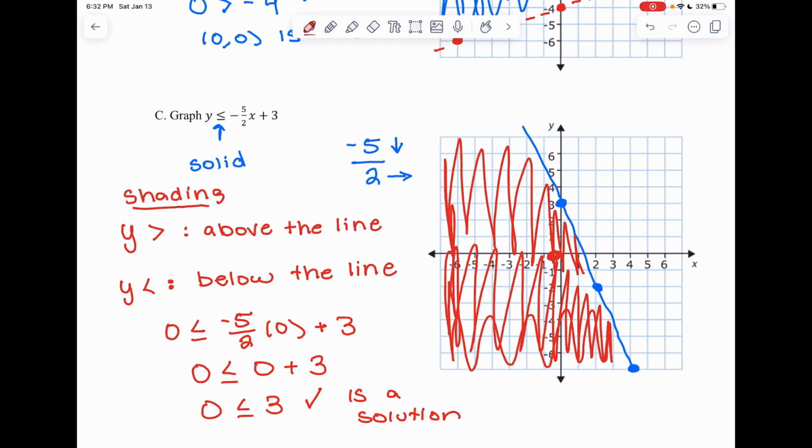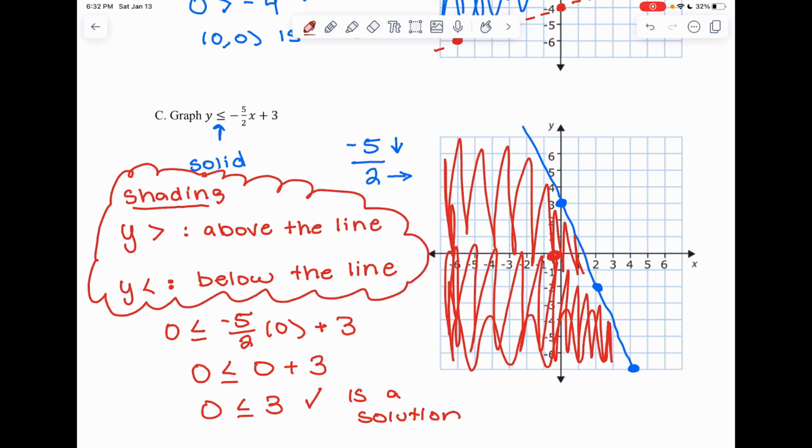So either way that you want to determine the shading works. I just find that this method of looking at how the sign is facing is a little faster. But if it makes more sense for you to test a point, please go ahead and continue to do so.